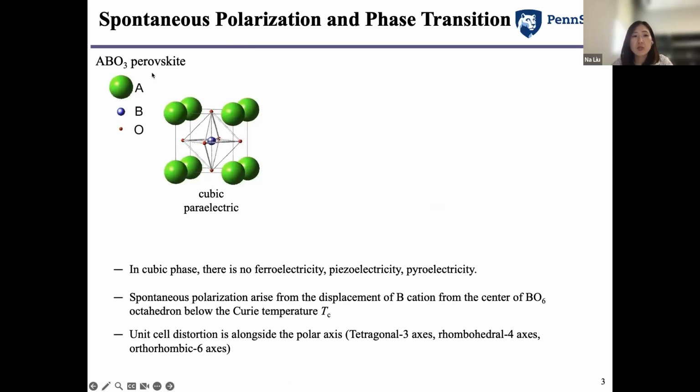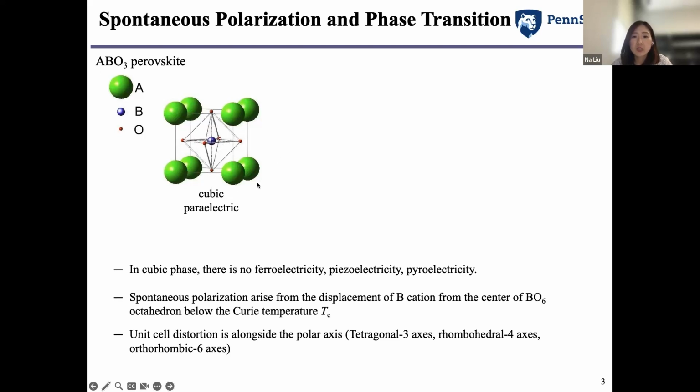Let's take the ABO3 perovskite structure as an example, since this structure is the most important ferroelectric crystal. As you can see, in the ABO3 system, the A-site cations sit on each corner of the unit cell. The oxygen is located on the face center positions, building an oxygen octahedron, and within this oxygen octahedron, the central B cation is situated.